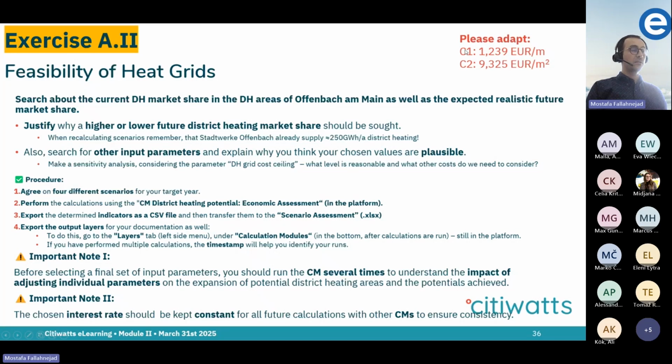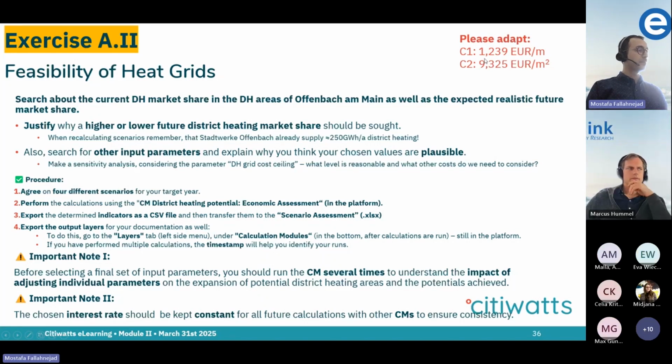constant files, construction cost parameters, but they are provided for the case of Offenbach, so you can use them if you calculate for Offenbach. So justify why a higher or lower future district heating market share should be selected. And also, what is the impact? If I target a higher market share, how does the potential change, or what happens if I have lower demand in future, and so on.